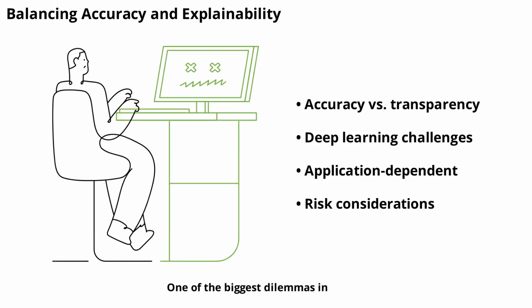One of the biggest dilemmas in AI development is balancing accuracy with explainability. Highly accurate models, like deep learning networks, are often less transparent. Simpler models are easier to explain but may not perform as well. The right balance depends on the application and the level of risk involved. In critical fields, explainability often takes priority.